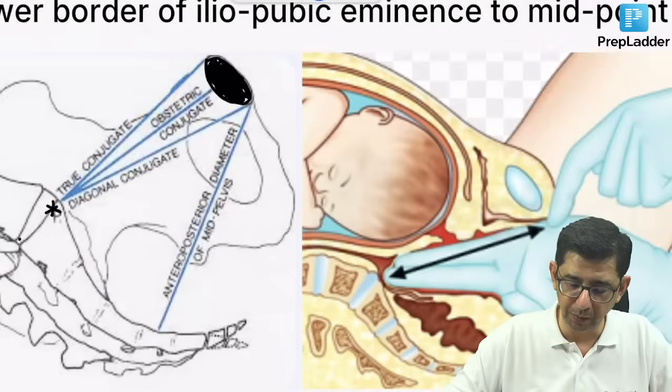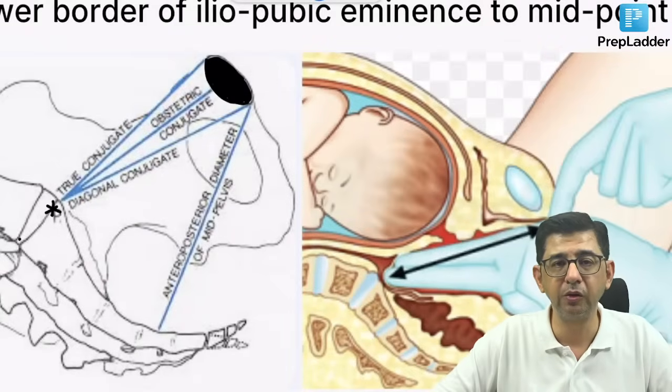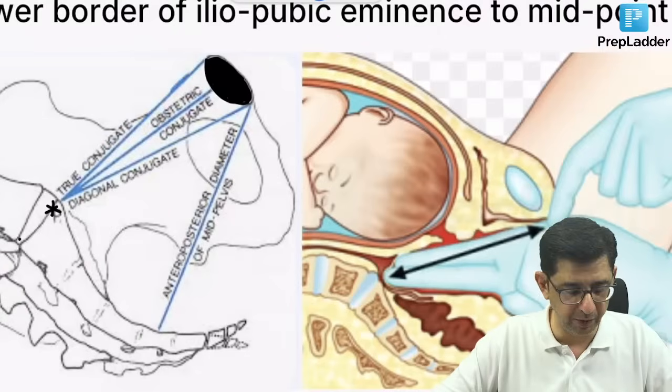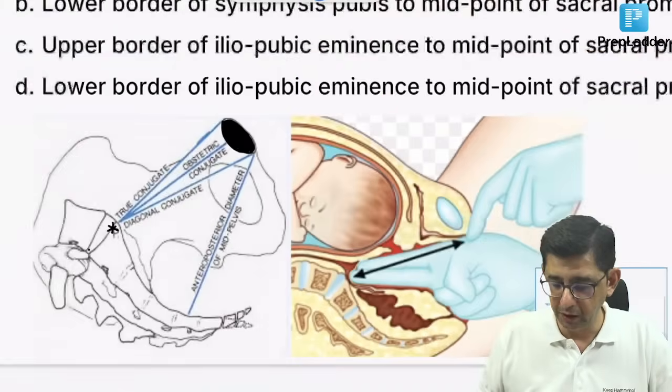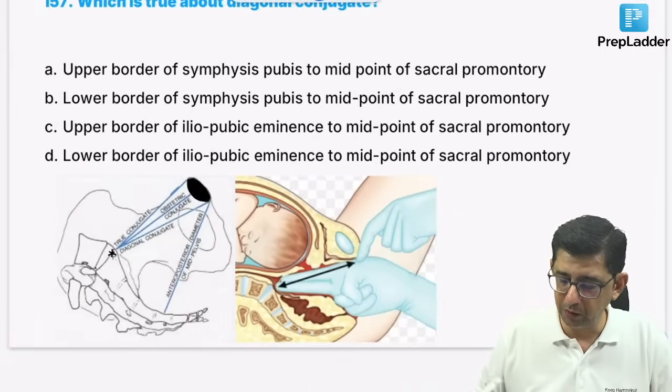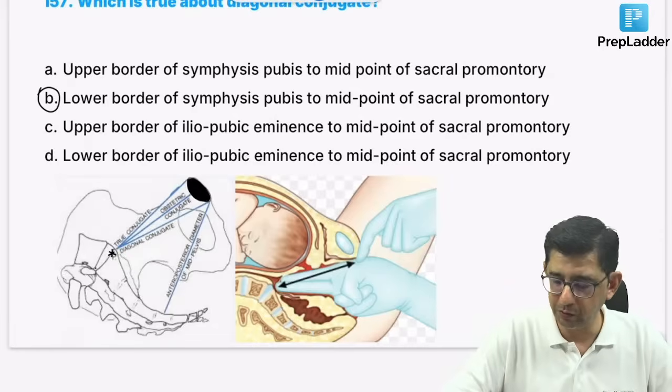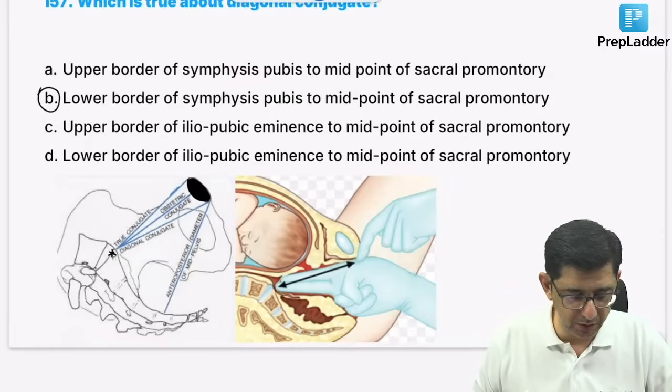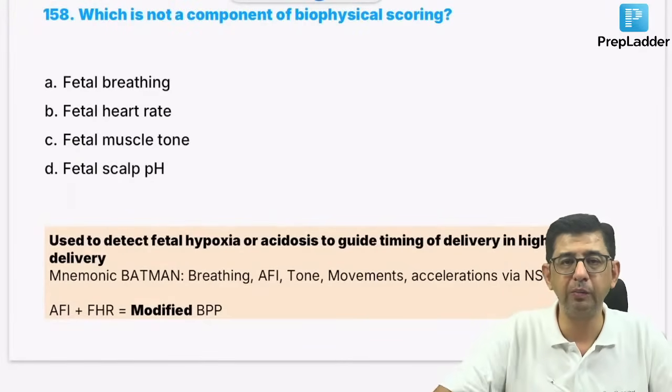The obstetric conjugate is from the middle of the pubic bone posteriorly. So there are three terminologies that I'm bringing to your attention, and here we're talking about the lower border of the symphysis pubis to the midpoint of the sacral promontory. The answer for this would be option B. Yeah, TOD is the term to be remembered. Perfectly spot on. TOD, right, from top to bottom.